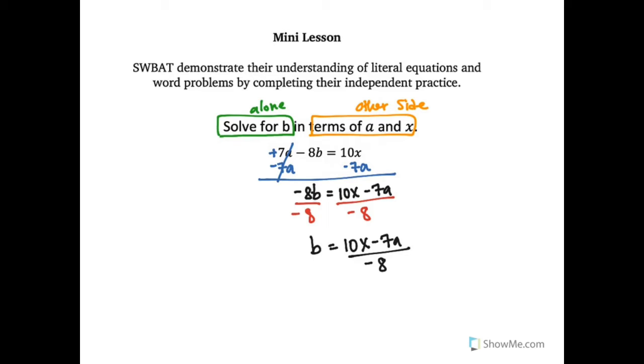So remember, if you're solving a literal equation, you want to move things around so that the variable you're solving for is by itself and everything else is on the other side. Anytime you move something from one side of the equal sign to the other, you can only do that by using the inverse operation.